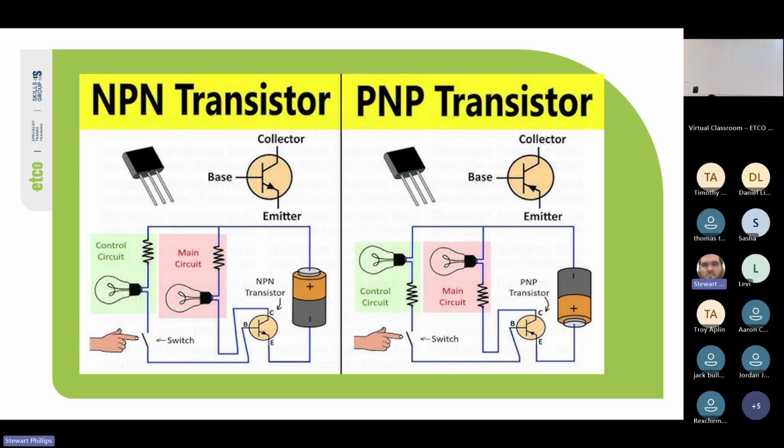Then if we look at the PNP next to it, it's basically the opposite. In this case, the emitter is the one that the current is flowing into, and the collector is where the current is flowing out to. So instead of a positive current flowing into the base, it is a negative current flowing into the base. So they just behave in opposite ways.